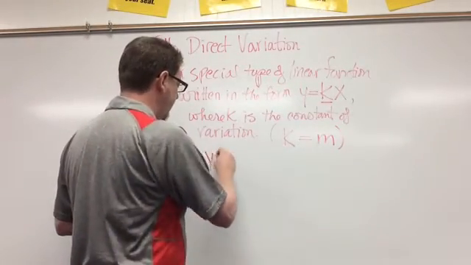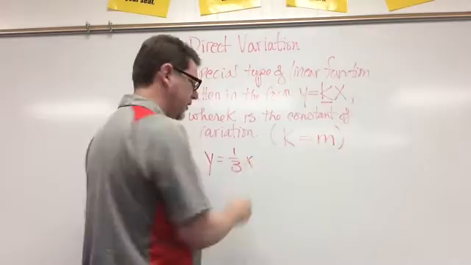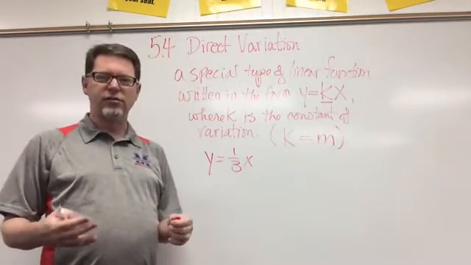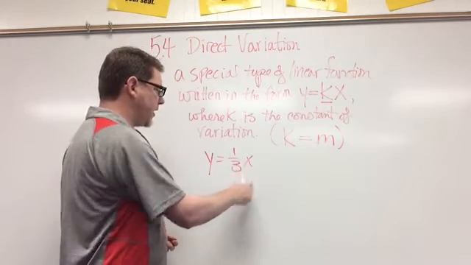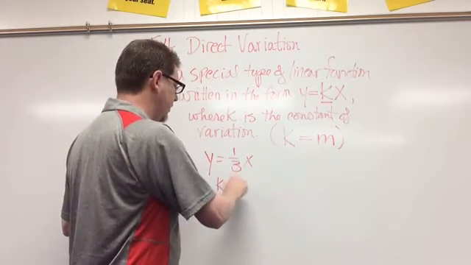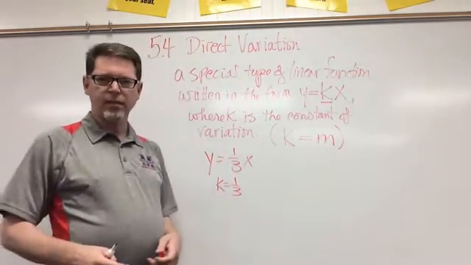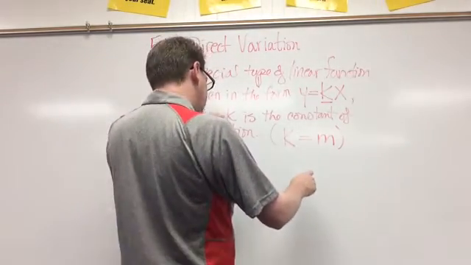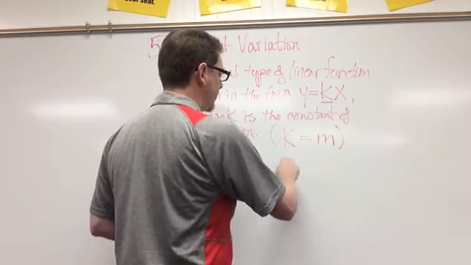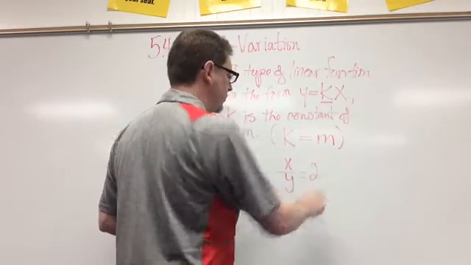I could have y equals 1/3 x. And that's a direct variation equation because it's in the form of y equals kx, and k, the constant of variation, is 1/3. I could also look at it a different way. I could also say that x over y equals 2.